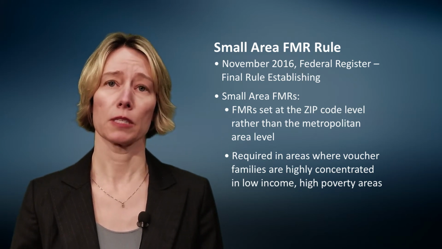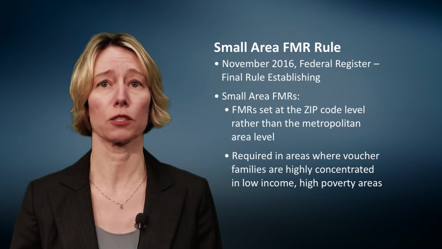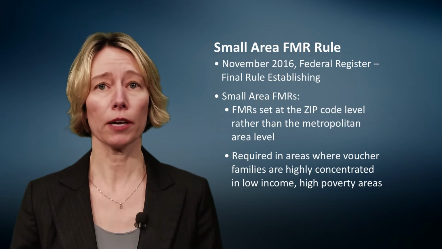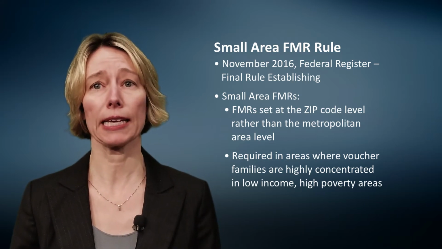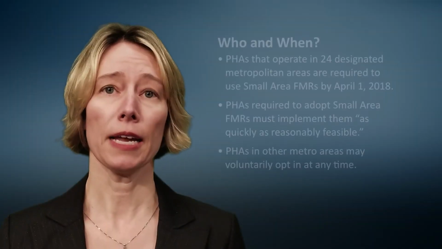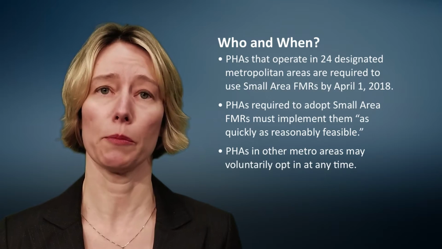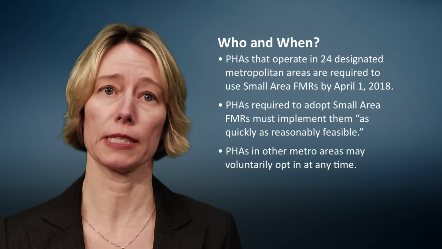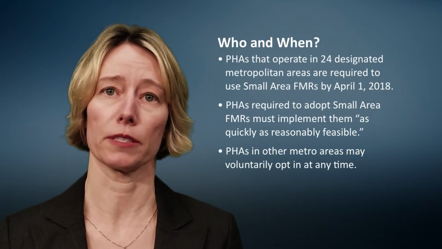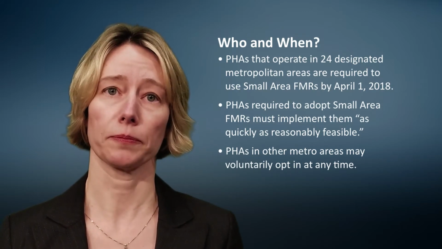Small area FMRs are HUD's current FMR tool for helping voucher families access low poverty areas and are required in areas where voucher families are highly concentrated in low income, high poverty areas. HUD now requires that small area FMRs be used in place of metropolitan-wide FMRs by PHAs in 24 designated small area FMR areas. This requirement goes into effect by April 1st, 2018.